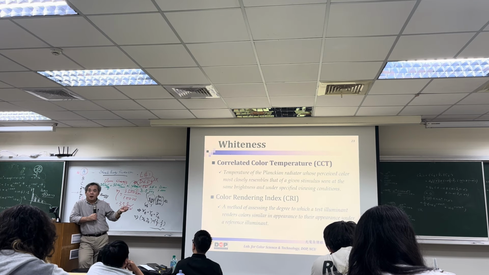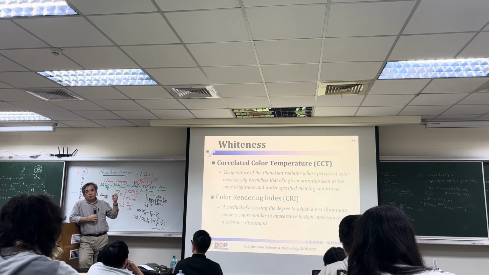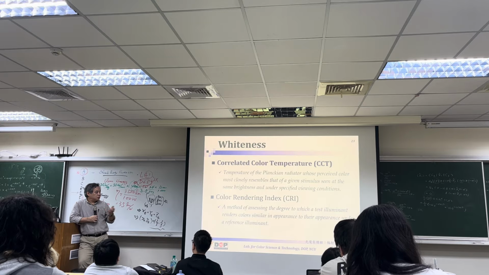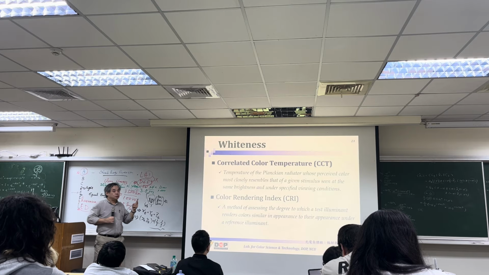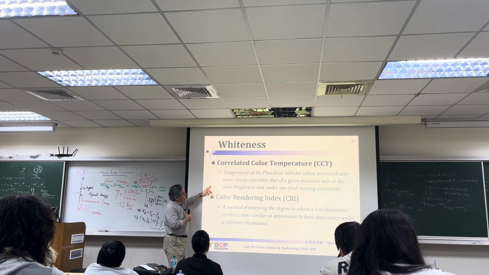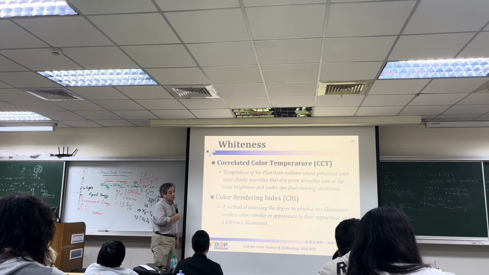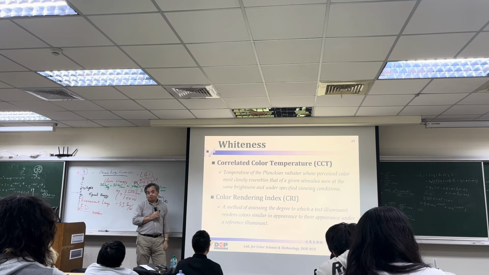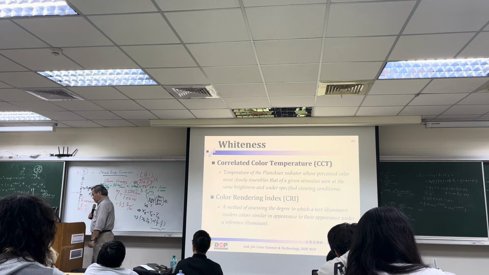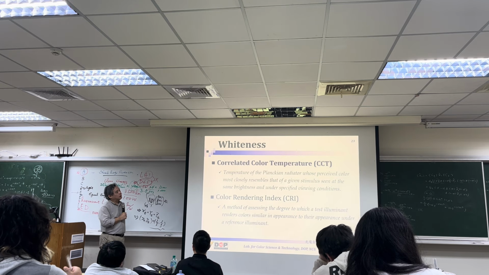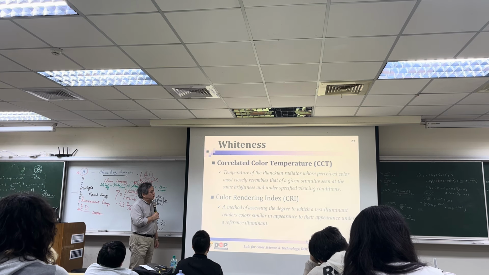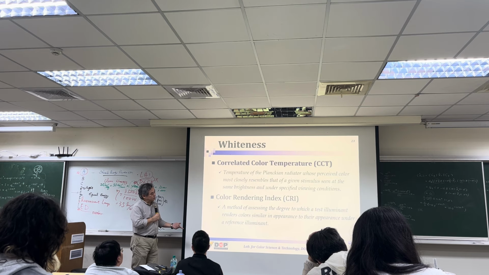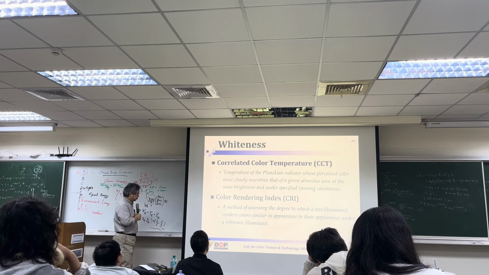So we need a good quality light source to let all the objects look like the real case. So we need two indexes to describe the light source, how it looks and how good it is. Okay, so how do we define these two quantities such that we can use them to describe how it looks and how good it is?